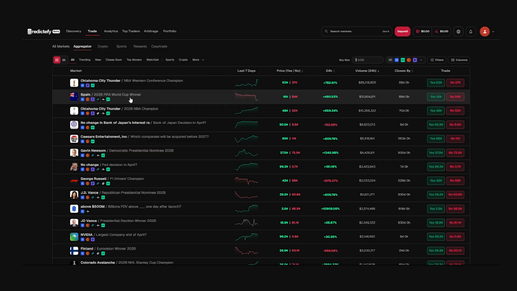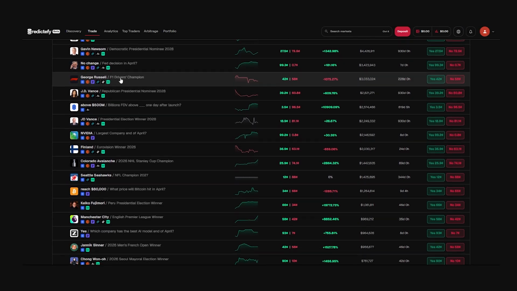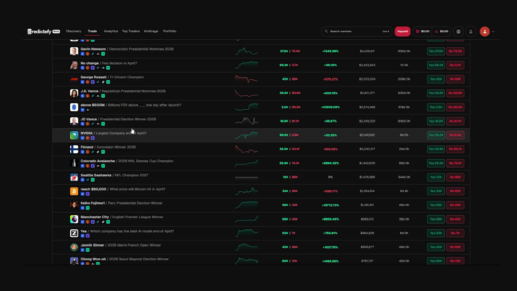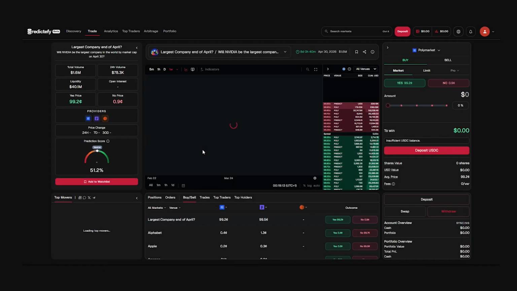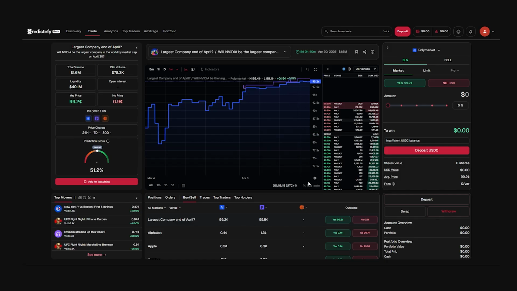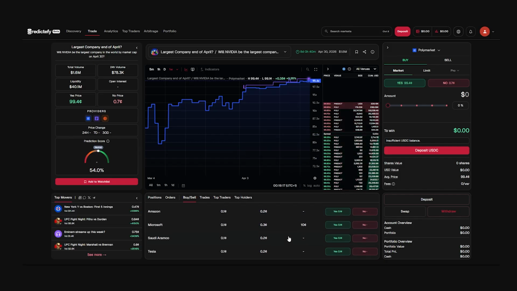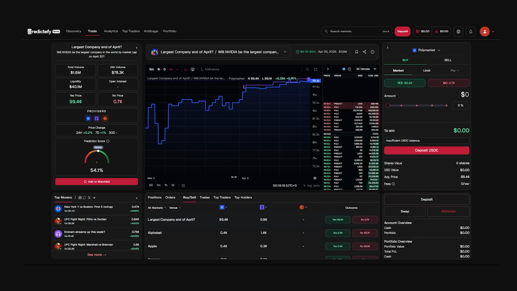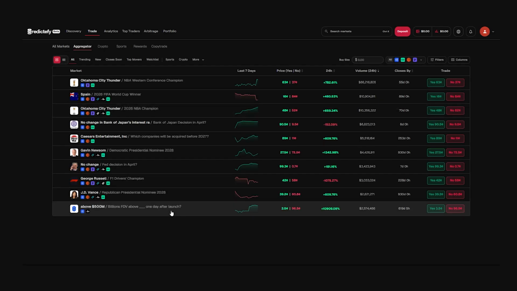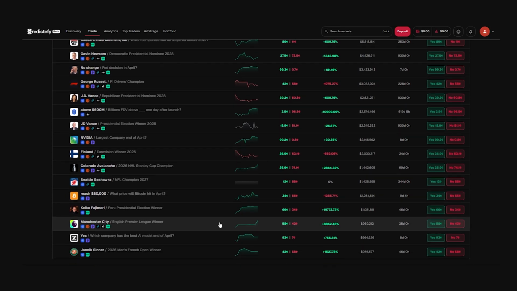Same here when I go over to our aggregator tool and we go to, let's say, another market. We go to the largest company end of April, right? For the largest company end of April, okay, this might not be the best example, as this is close to resolution already. A lot of the time for Predictify, when they're close to resolution, these would just be at 0.9, pretty much telling you the market's basically finished, right? This market has already somewhat come to an end. So we're going to switch over to another market.